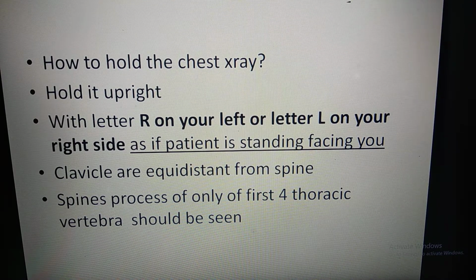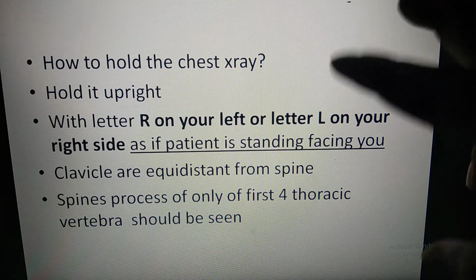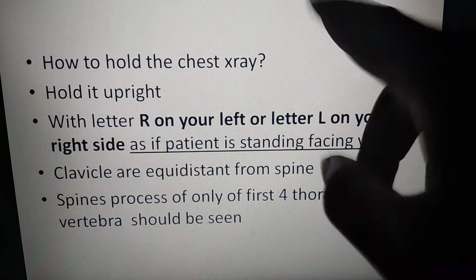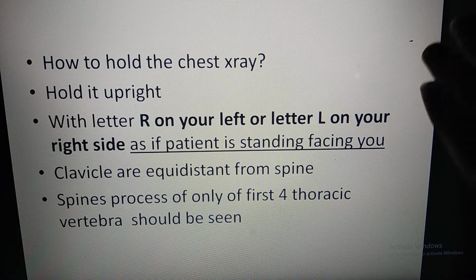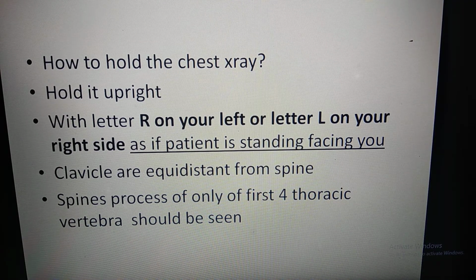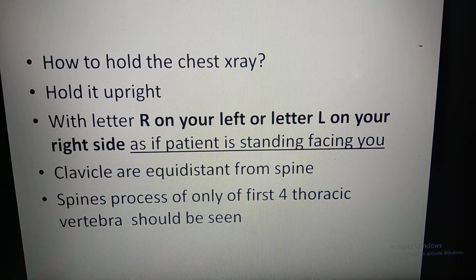In every chest x-ray we will have a letter R or L on the top corners. If the letter R is present, it should be on my left side, and if the letter L is present, it should be on my right side, as if the patient is looking towards me. Okay, we both are facing each other.